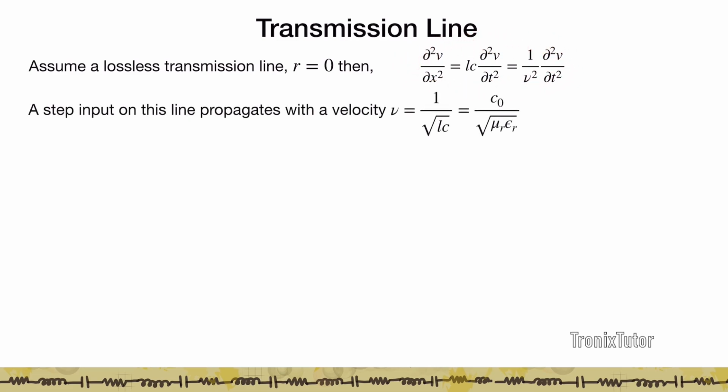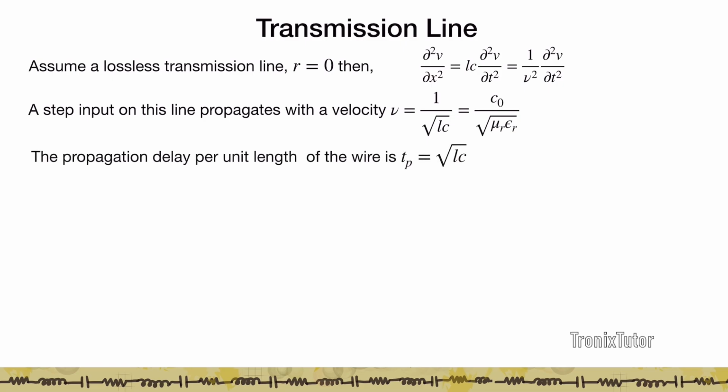Or in other words, if I give a step input to this line, the step input is going to propagate with the velocity which is given by 1 by square root of LC. Or in other words, the speed of light divided by the square root of the product of the permeability and the dielectric constant of the dielectric. And the propagation delay of the wire is roughly the square root of LC.